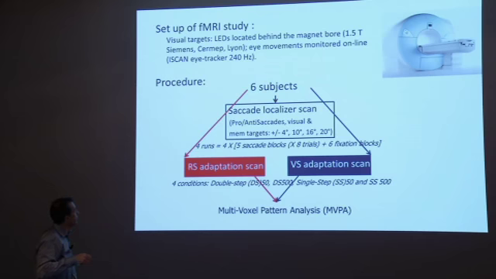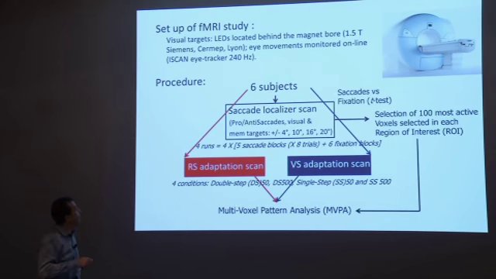To do that, we also had our subjects make regular pro- or anti-saccades toward visual or memorized targets on both sides, in order to identify regions of interest, regions which are involved in visuo-oculomotor responses. And for each identified region of interest, we then used multivoxel pattern analysis to identify which would be related to adaptation of reactive saccades and which to adaptation of voluntary saccades.